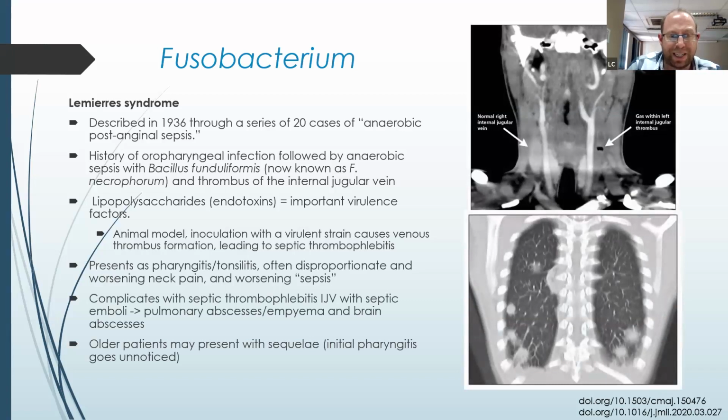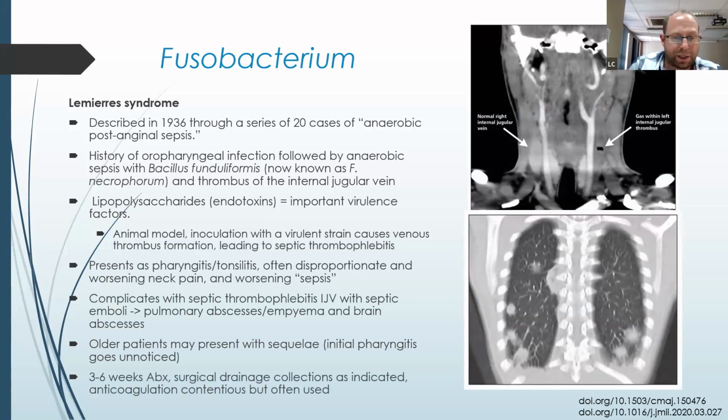In older patients, the initial oral manifestations of the infection may well have gone missed, and they may just present with unexplained septic pulmonary emboli or pulmonary abscesses or brain abscesses. Treatment suggests prolonged antibiotics, 3 to 6 weeks. Again, no good trials to demonstrate this. This is expert opinion. Surgical drainage of collections as indicated, and anticoagulation for the septic thrombophlebitis is fairly contentious but often used.